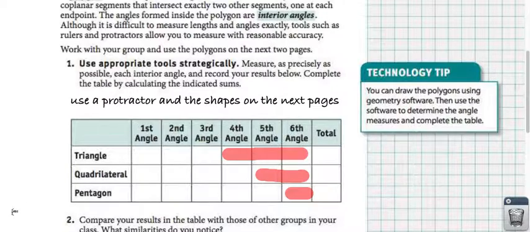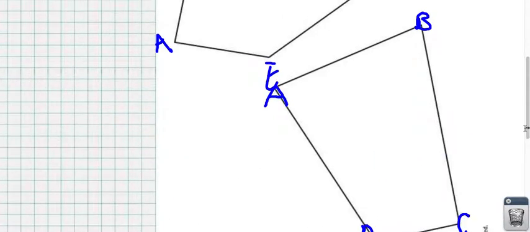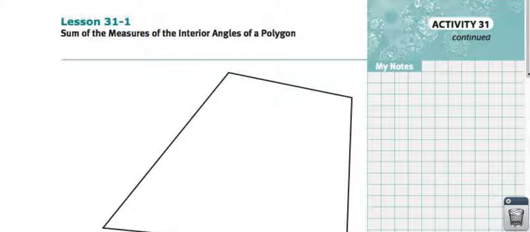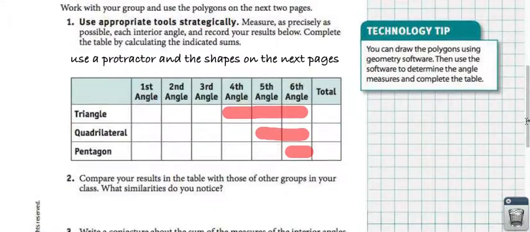So as you can see on the next couple of pages, there are different shapes, so you can choose whichever one you would like. There are 2 of each. So pause the video, measure them, record them in here, and then come back to the video.